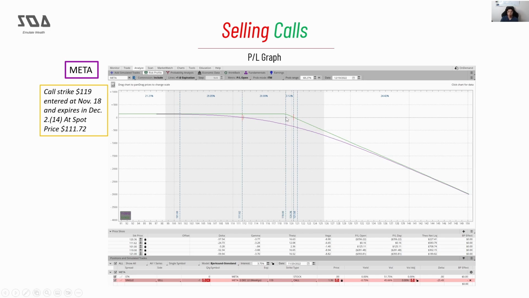Now, this is the same case, but the opposite. Your actual break-even level at the expiration date, if you're selling a call, is always going to be your strike price plus your premium, which would be $120.35. It's this number right here. That's something very important.